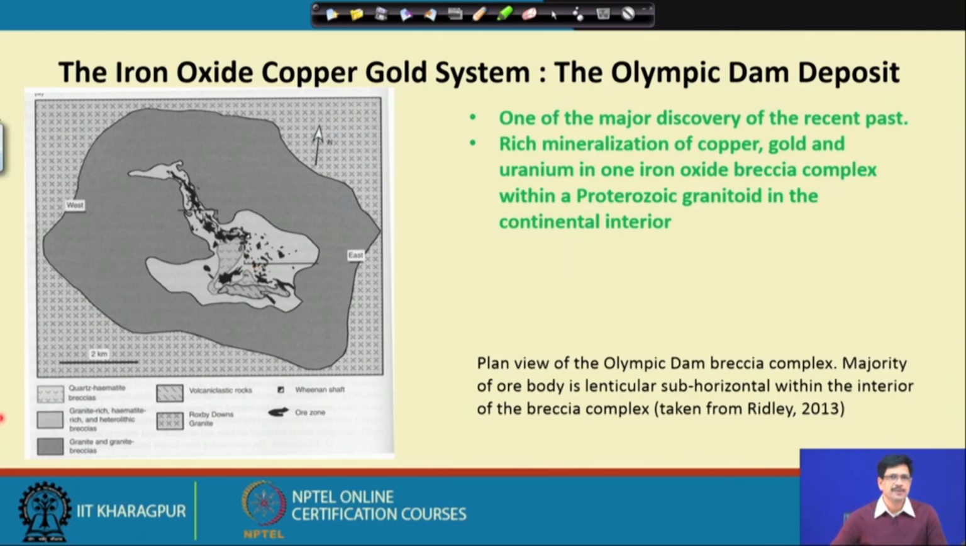The plan of this deposit is shown here. This granite is shown as the Roxby Downs granite, within which there is a breccia complex occurring over an area of about 4 to 6 kilometers, essentially covered by later sediments. The majority of the ore body is lenticular and subhorizontal within the interior of the breccia complex, and we will just see how the mineralization is disposed in the subsurface from the section of this deposit.